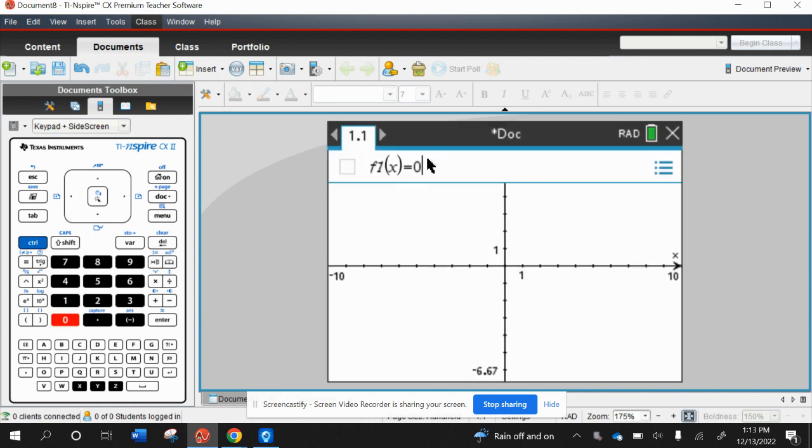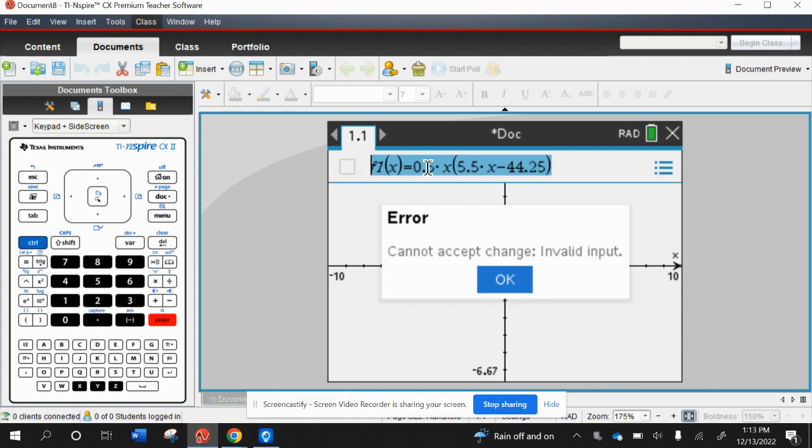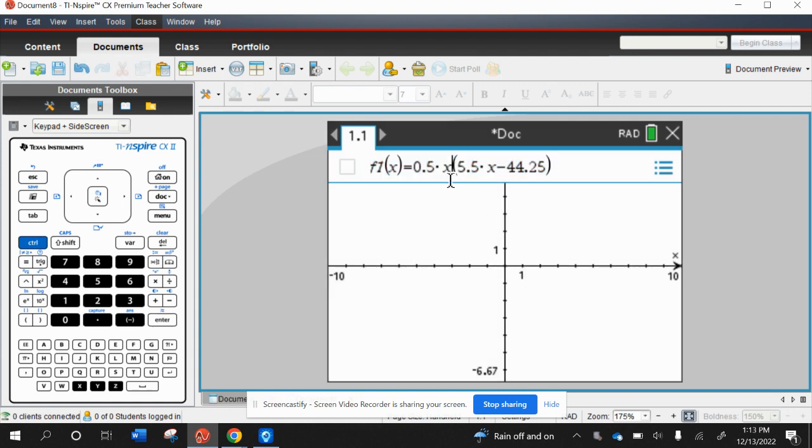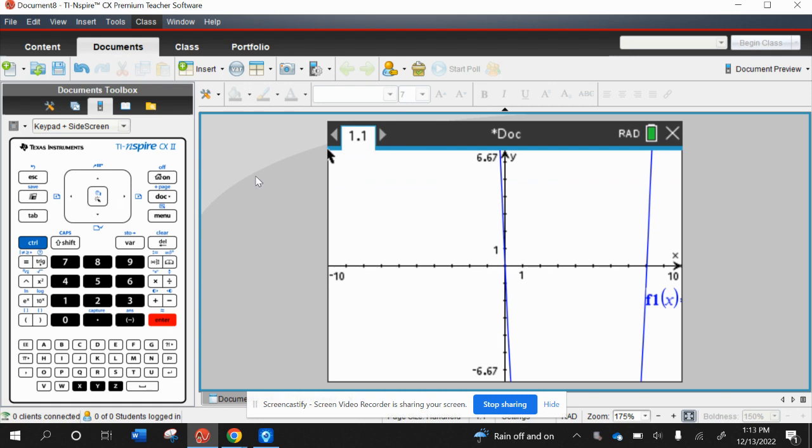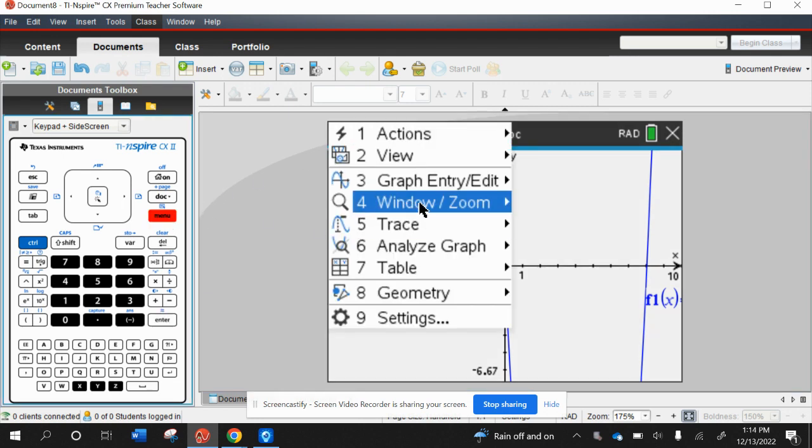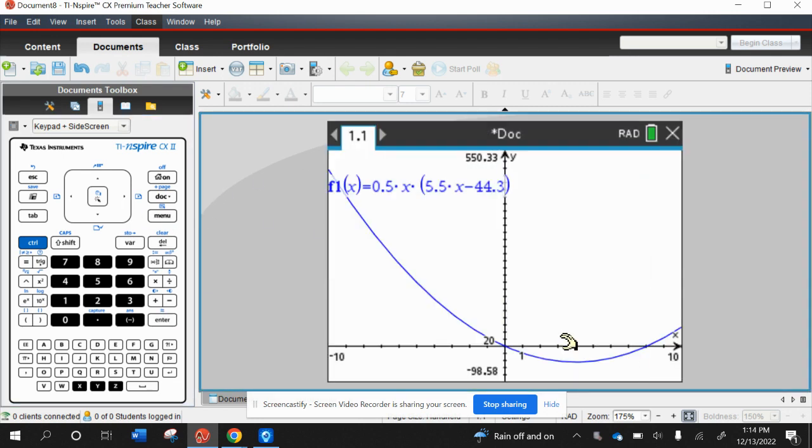And so that's 0.5 parentheses, oh, no, I'm sorry, x, we're using x instead of t, 5.5x minus 44.25. Now, again, an error came because you have an x and a parentheses. You need to put a times symbol right here. All right, so we're going to go to menu, window zoom, zoom fit.